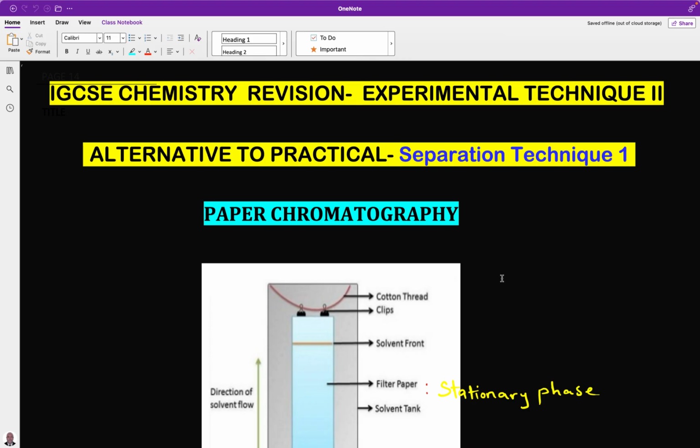Then secondly, the ability of a substance to dissolve in a solvent will determine how it can be separated. For instance, a mixture containing dyes can be separated using paper chromatography. What do I mean by that? I mean that the higher the solubility, the faster the color travels up the paper. Different colors have different solubilities.